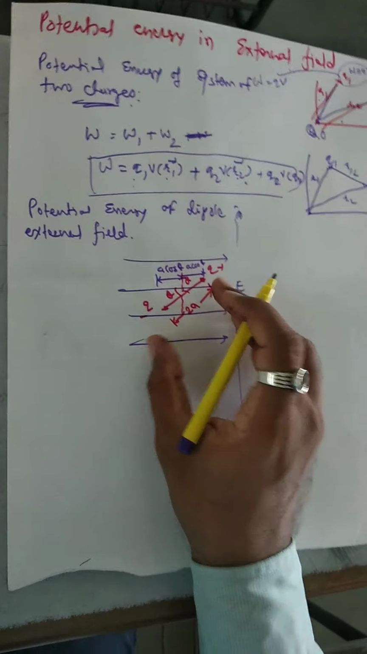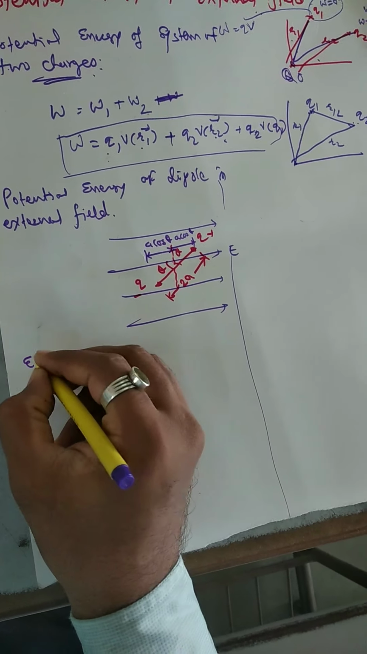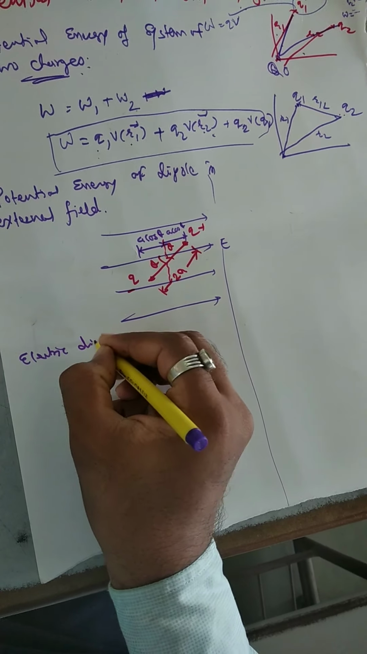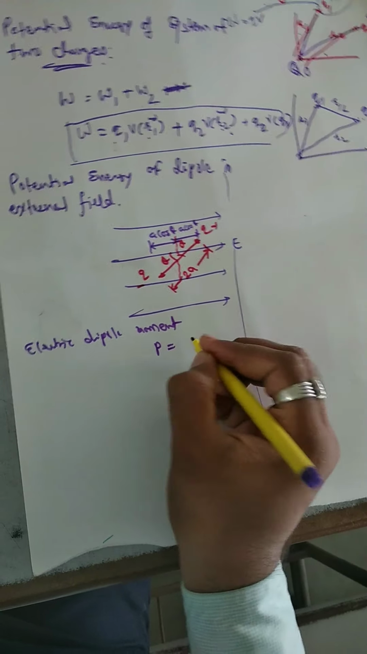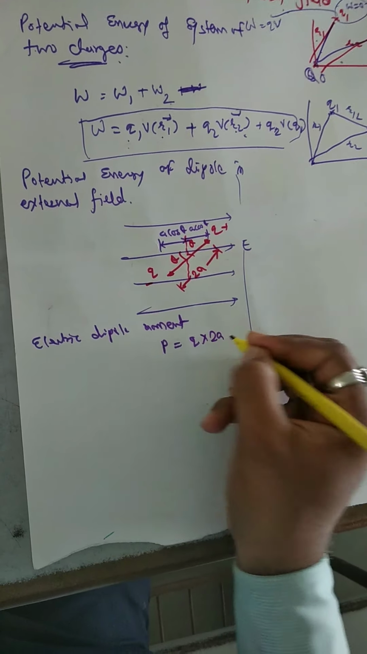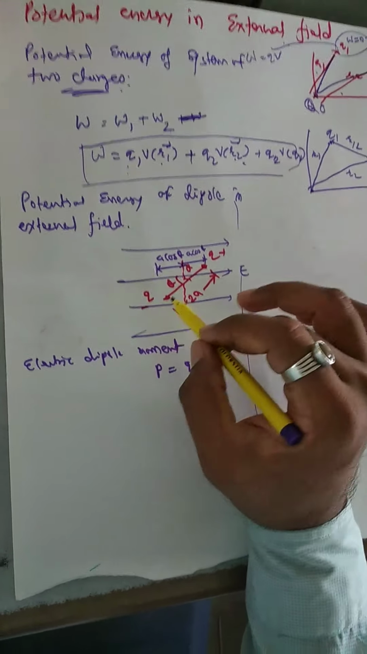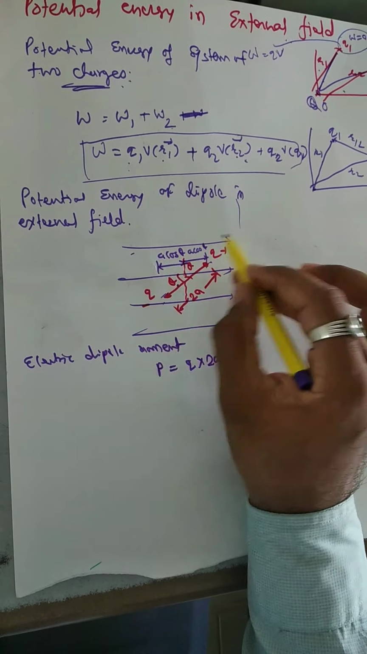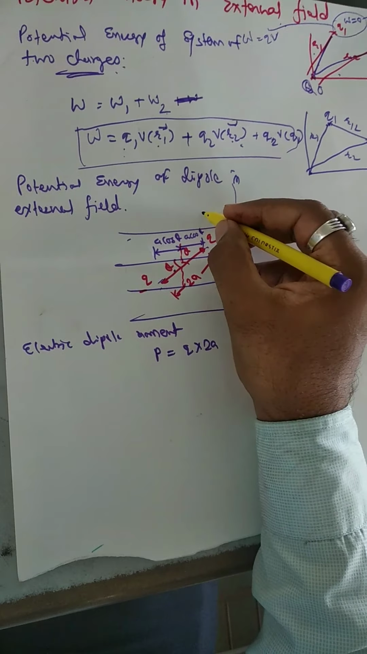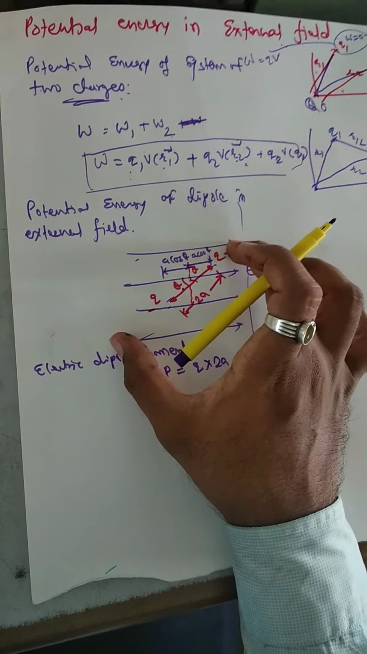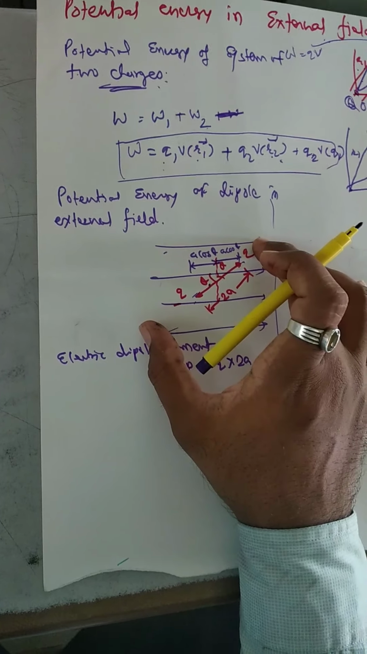When we put the electric dipole, for this electric dipole we already know that the electric dipole moment P is equal to q into 2a, meaning the distance between both the charges, positive charge and negative charge. When we put this electric dipole in a given uniform electric field, the resultant electric force because of the plus charge and minus charge will be equal to 0.